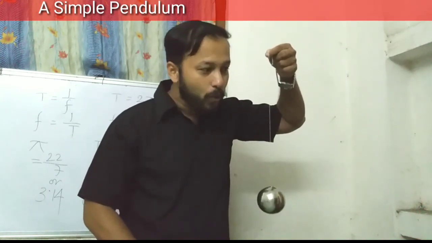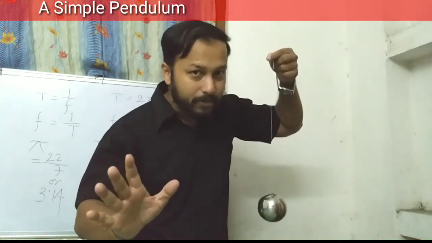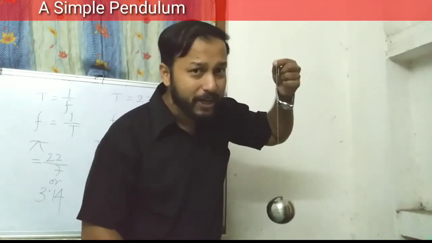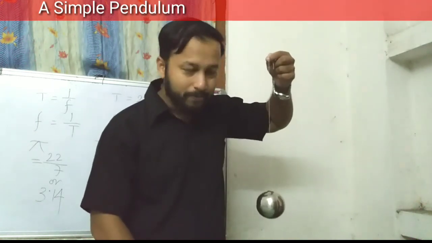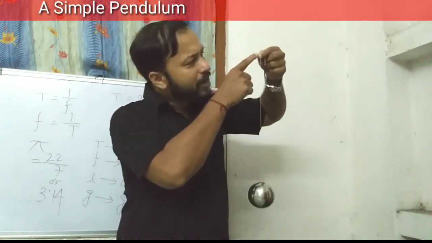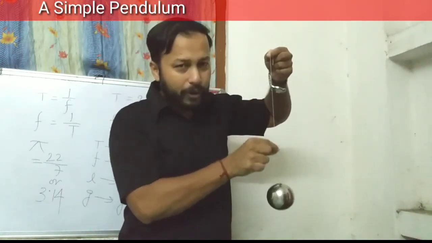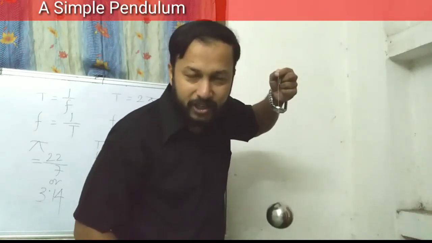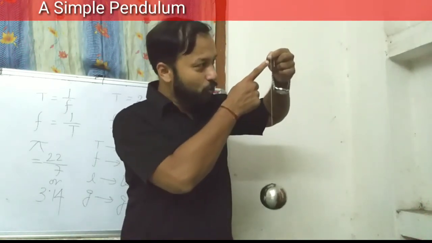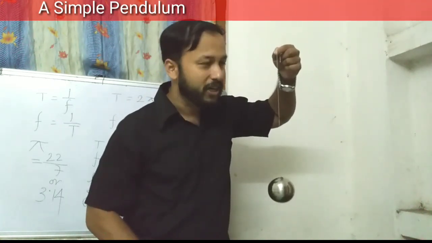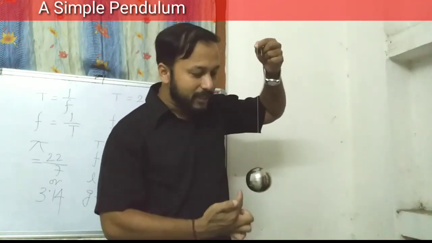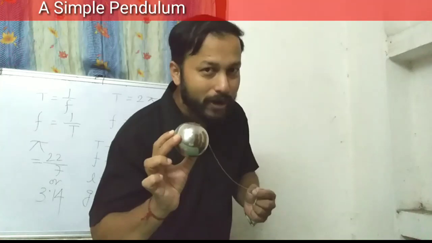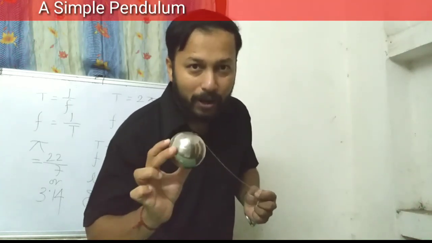Fine. Now we will discuss some important terms of this pendulum. Some important terms related to a pendulum. First of all, from where you are tying this thread, this point is called point of suspension. Understood? This point is known as point of suspension. And can you see this ball? We'll call this ball a bob. This is known as bob of the pendulum.